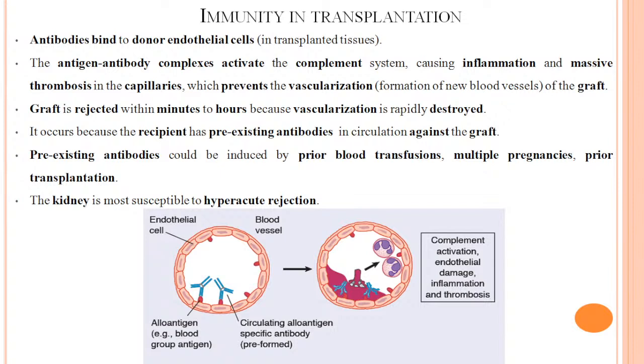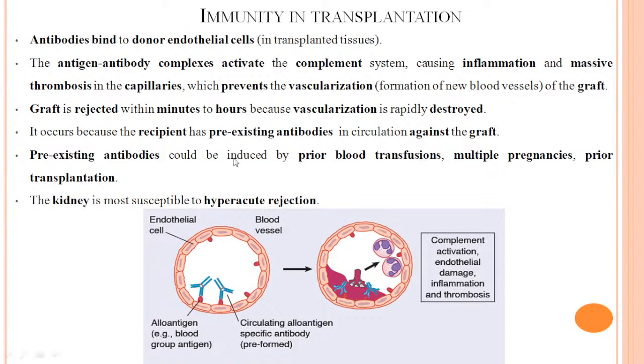It activates the complement system, causing inflammation. You remember C3a, C5a causing inflammation, and massive thrombosis because of inflammation in the capillaries, which prevents the vascularization, the process of formation of new blood vessels of the graft.